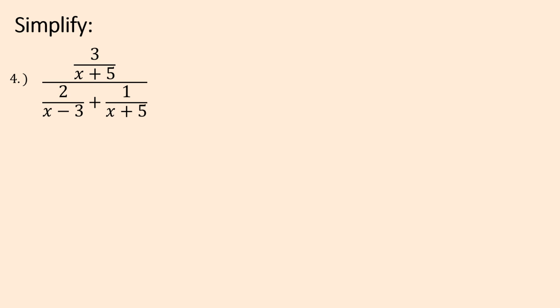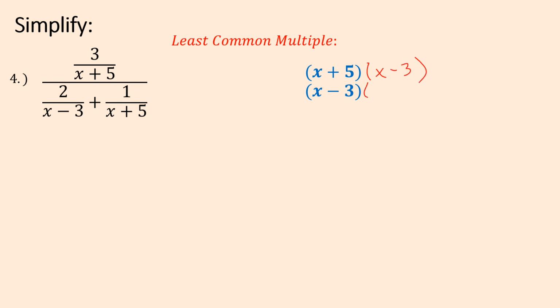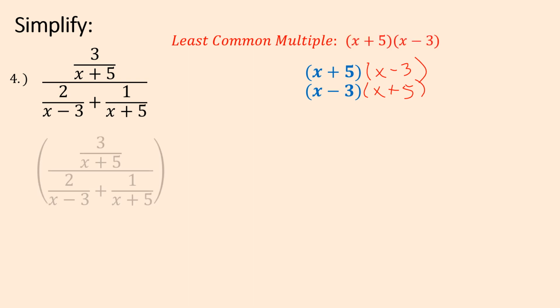Sometimes instead of numbers on the bottom, we're going to have some quantities, like in this problem. X plus 5's and x minus 3's. We want a least common multiple, and we're going to get that least common multiple by just giving whichever parenthesis is missing from that problem. X minus 3, x plus 5. At this point, they would both be the same. Our least common multiple is x plus 5, x minus 3.